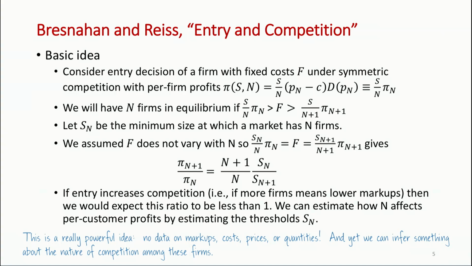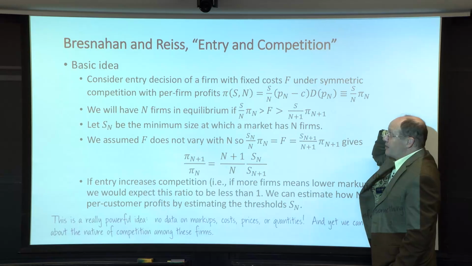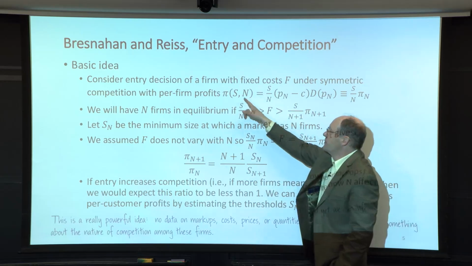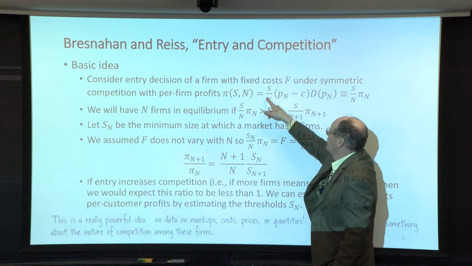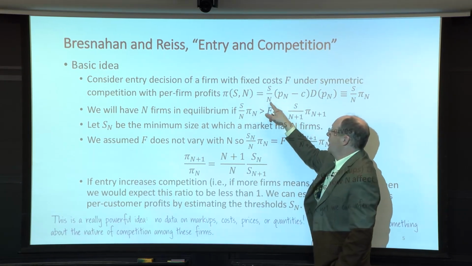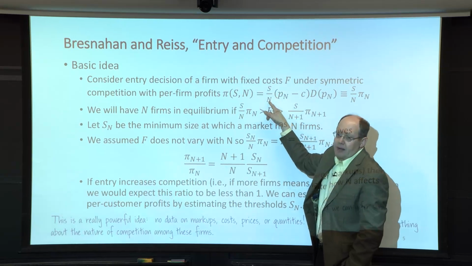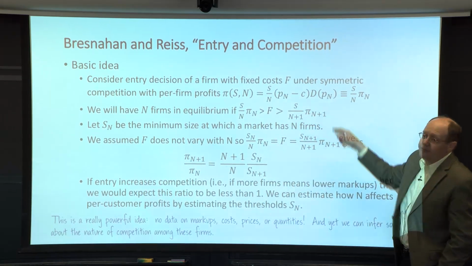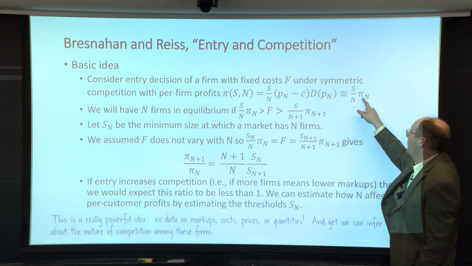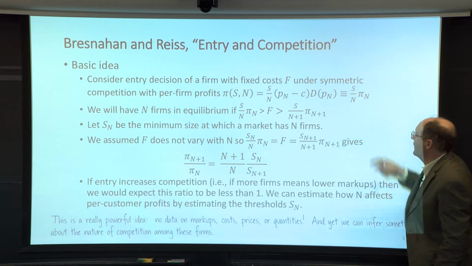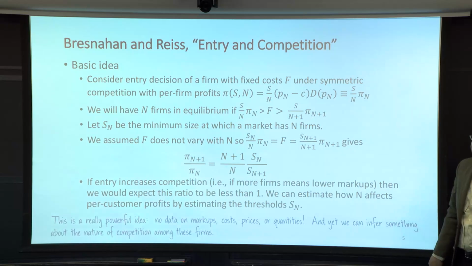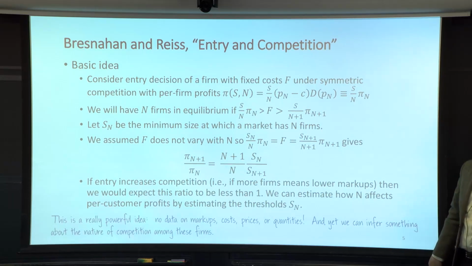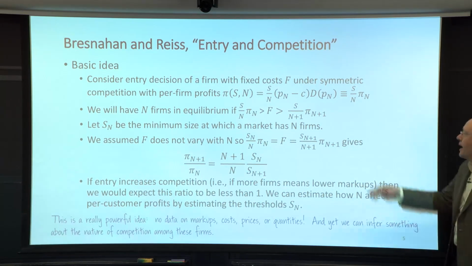So consider this basic model. You have an entry decision, and a firm that has fixed costs F. There's going to be symmetric competition. So if there are N firms in a market with S people, each firm gets S over N, the total number of customers divided by the number of firms, times (P_N minus C) times D of P_N. They're going to call that S over N times pi_N. So pi_N is the per-population profit, or per-population-served profit, in this market.